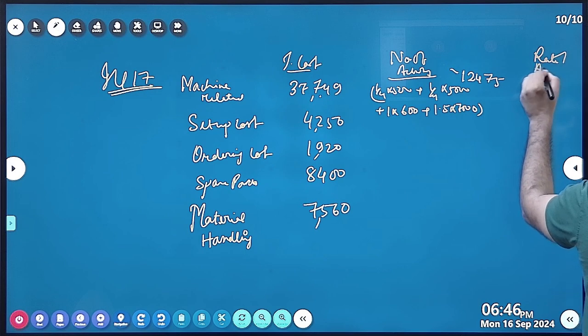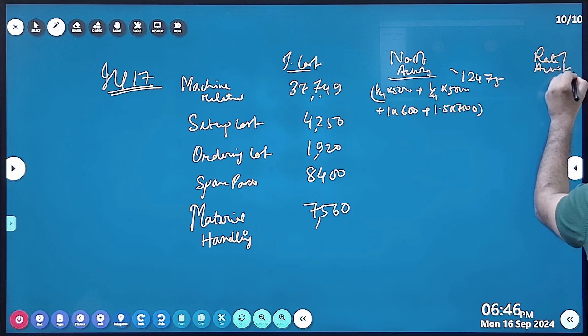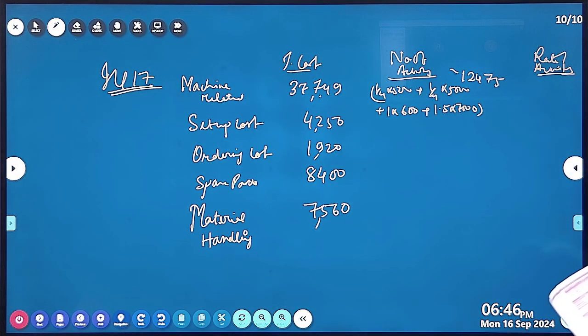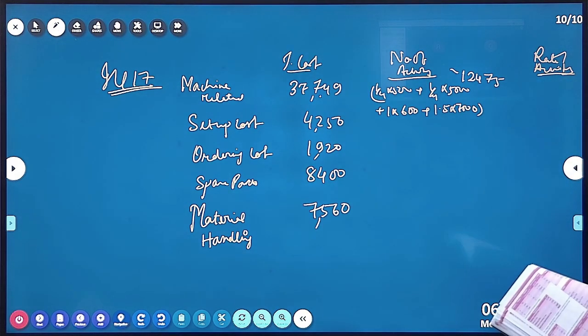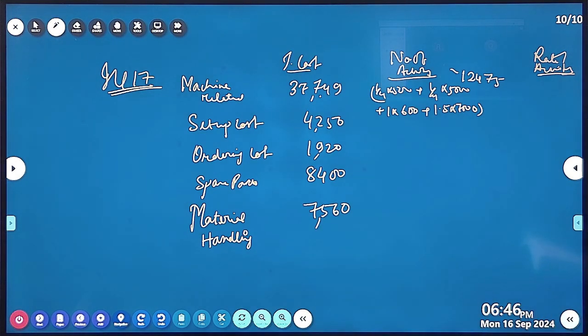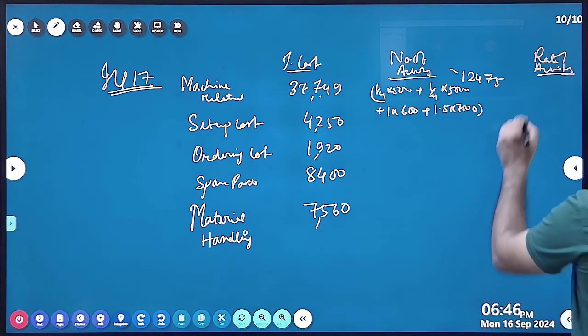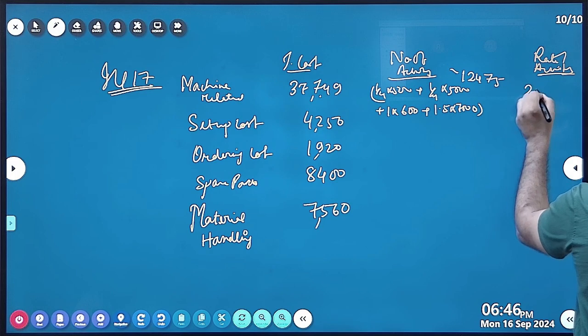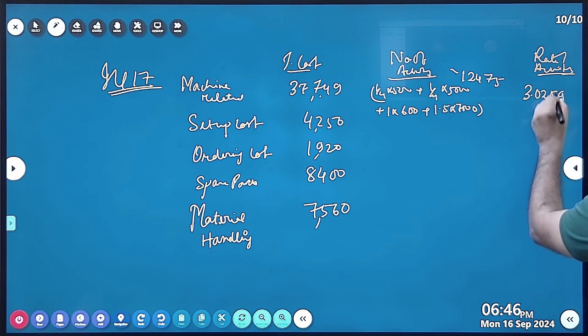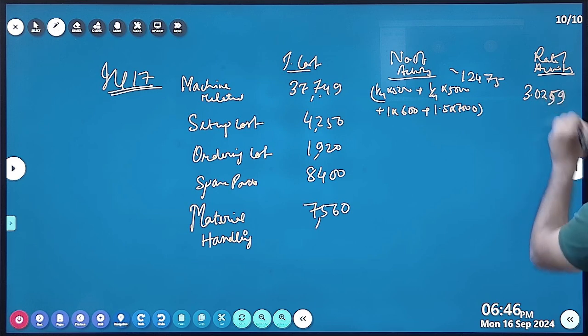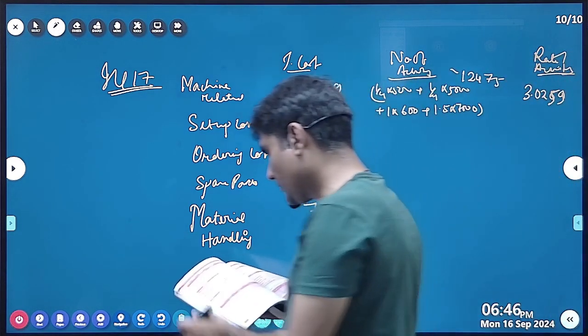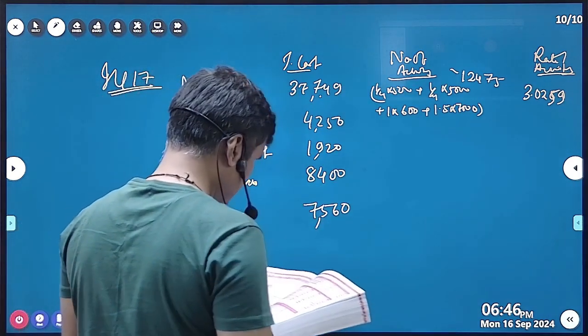Rate per activity. 37749 divided by 12475 is 3.0259.